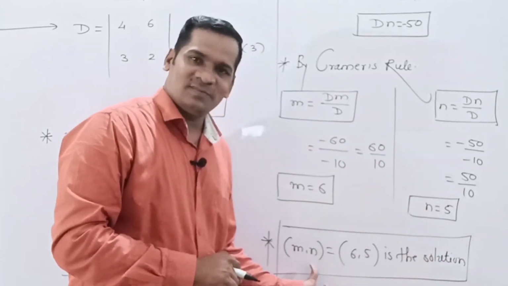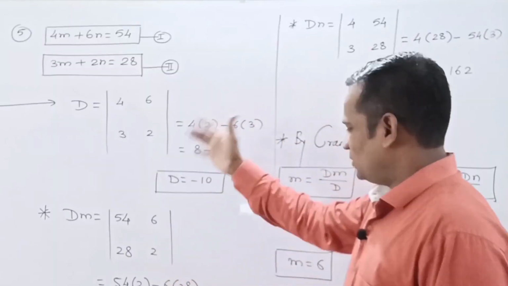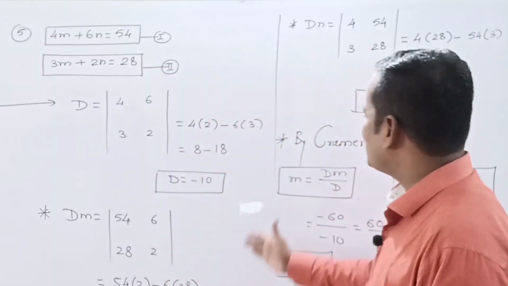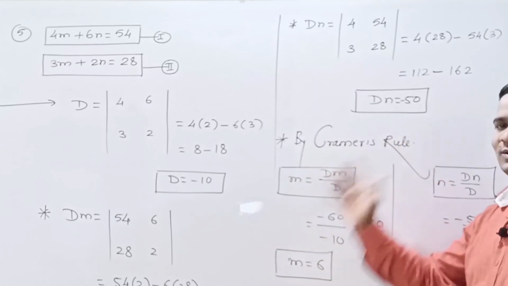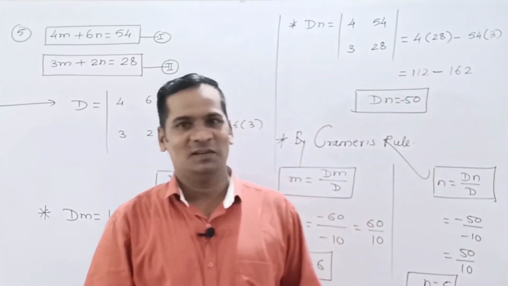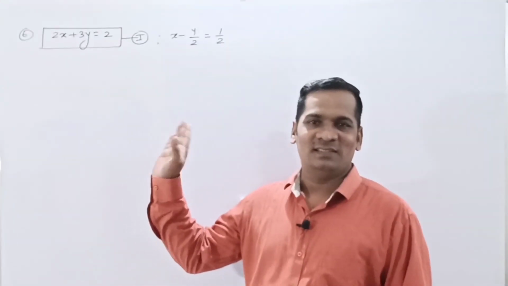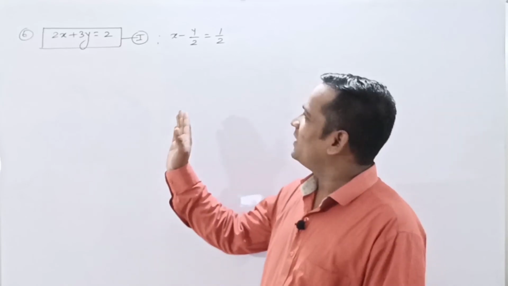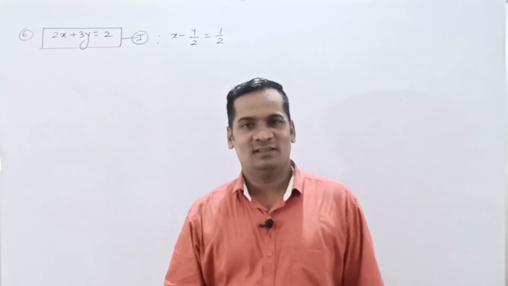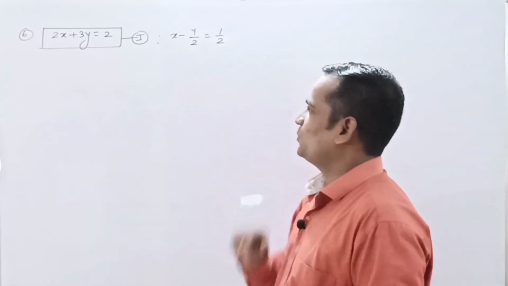How simple is this? In this way, easily you can find out the solution of the given simultaneous equations by using Cramer's rule. Okay, so let's find out the answer of question number 6 now. This is sub question number 6 in question number 3, in which again we have to use Cramer's rule.